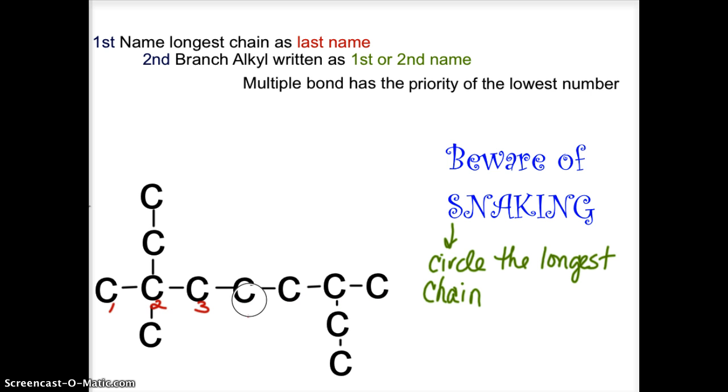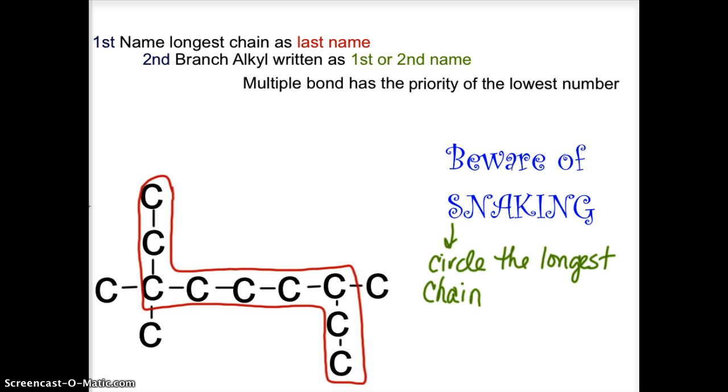So the longest chain for this molecule actually starts up here, and it bends down like this. So that is the longest chain for that molecule. This is first carbon, second carbon, third carbon, fourth carbon, fifth carbon, sixth carbon, seventh carbon, eighth carbon, ninth carbon. So this longest chain is actually a nonane. All right, we're going to learn how to name structures like this.